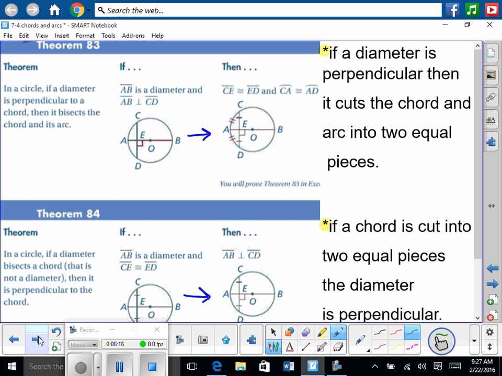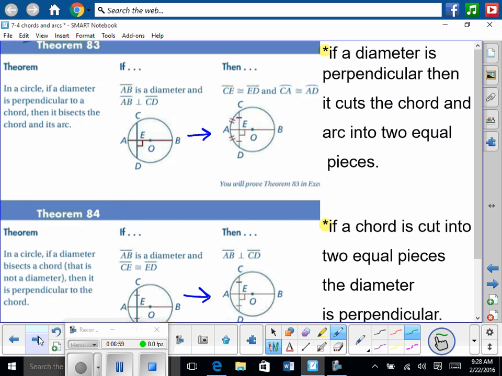Okay, so Theorem 83 says, if a diameter is cut perpendicular, now anytime you see the word perpendicular, you say to yourself, I know that means 90 degrees. So we have a diameter. If it's cut at a 90-degree angle, meaning the diameter is perpendicular, then it cuts this chord into two equal segments. So do you see how we have this line that's perpendicular, that's a diameter? We know for sure it's cutting that chord into two equal pieces, as well as cutting that arc into two equal pieces. Now, the word bisects means cuts into equal pieces. So it says it bisects.